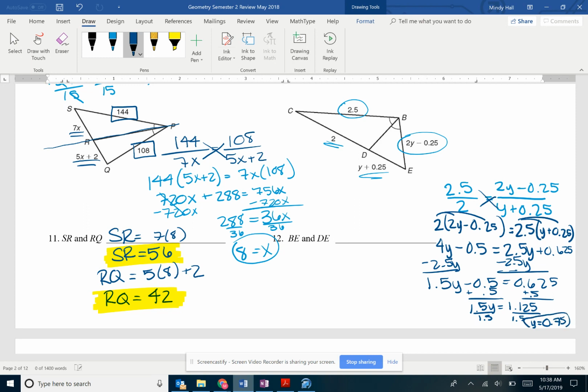Then, because we know y is 0.75, we come back over here and plug it in. So BE is 2 times 0.75 minus 0.25. So 0.75 times 2 minus 0.25 is 1.25. And DE is going to be 0.75 plus 0.25, which means DE is just 1.